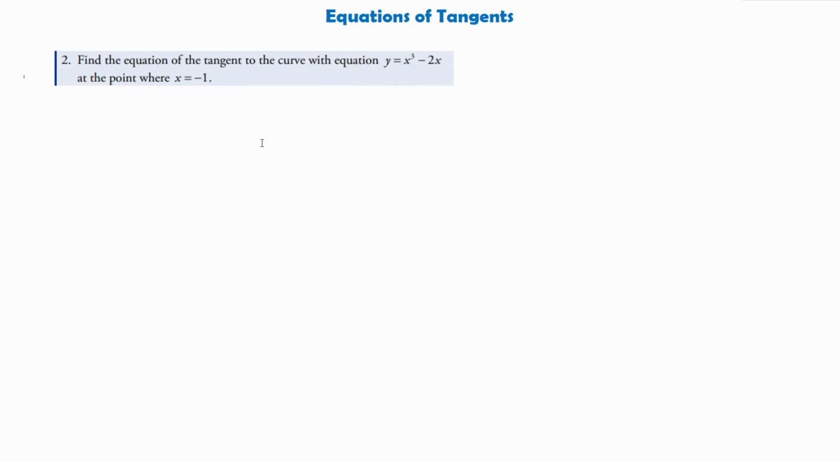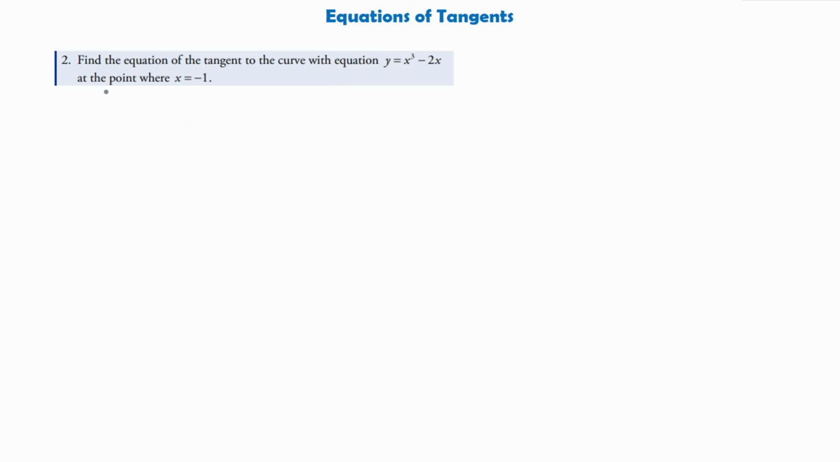Alrighty, so let's do another example here where we're asked to find the equation of the tangent to the curve. Now this time the equation of our curve is y equals x cubed minus 2x, and we're asked to find it at the point where x is equal to minus 1.